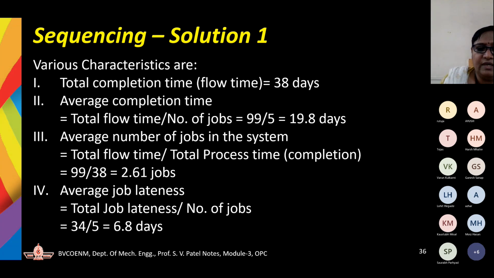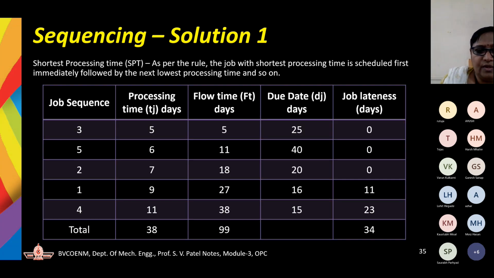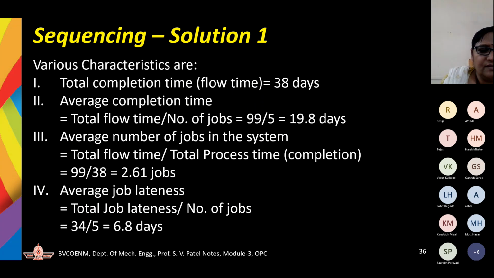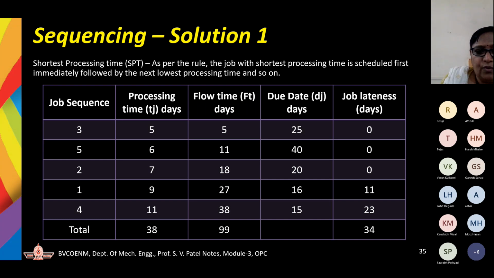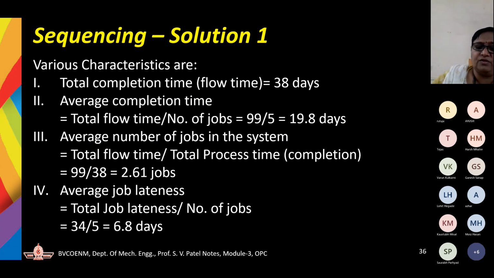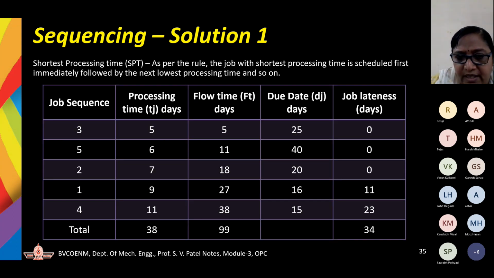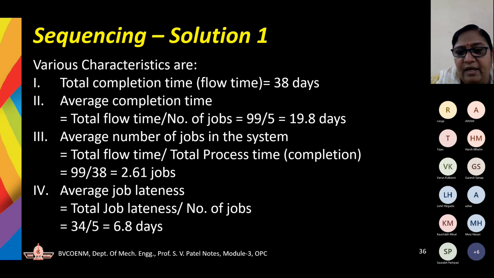Average number of jobs in the system, how many are there? Flow time divided by processing days is going to give you the average number of jobs in the system. So every day you will find 2.61 jobs in the system. Average job lateness is whatever lateness has happened, that is 34 days. So 34 divided by the number of jobs is going to give you 6.8 days. So every job is approximately 6.8 days delayed in the system. So this is for the SPT rule.